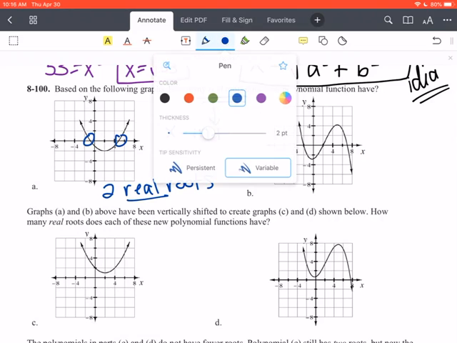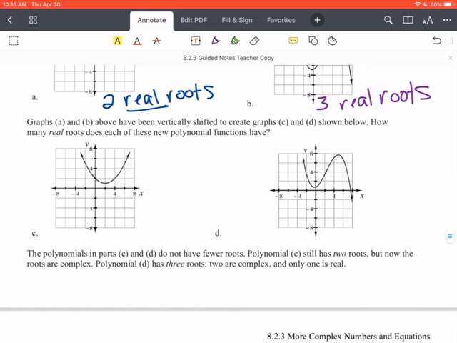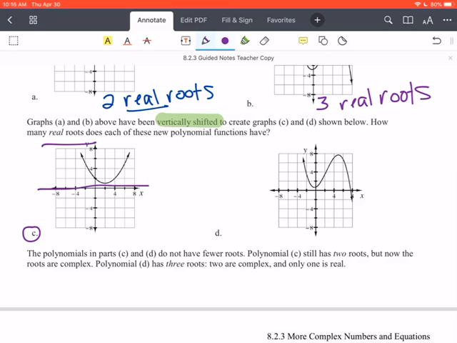So then when we look at the next problem, I see 1, I see 2, I see 3. So how many real roots do we have? We have 3 real roots. Okay, that's not too painful. So then this next part says graphs A and B have both been vertically shifted to create graphs C and D. Now, when you look at these graphs, how many real roots does each polynomial have? Well, on polynomial C, does this parabola ever cross the x-axis? The answer is no. So there are 0 real roots.